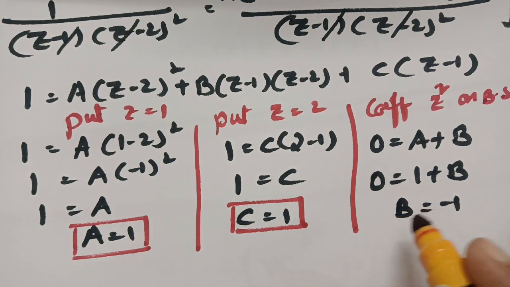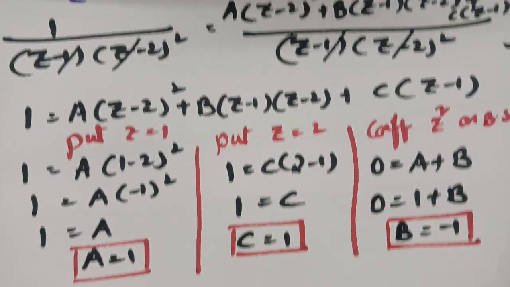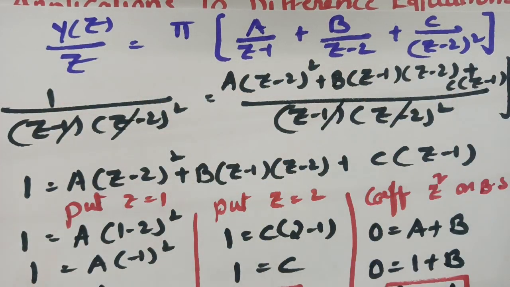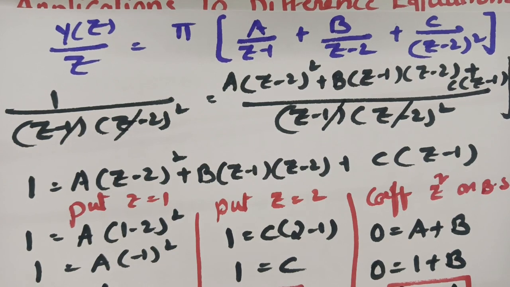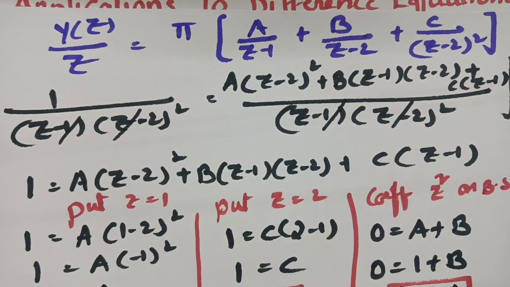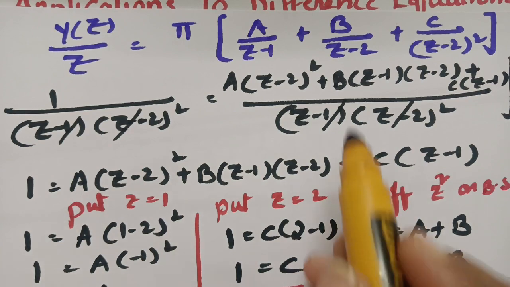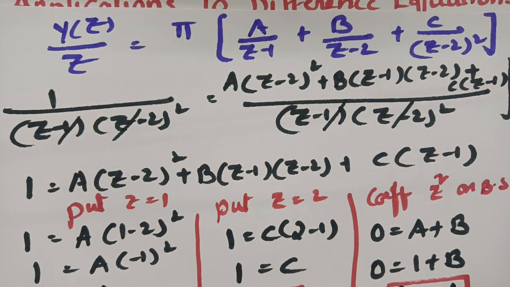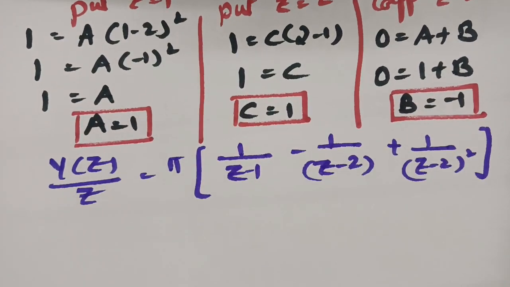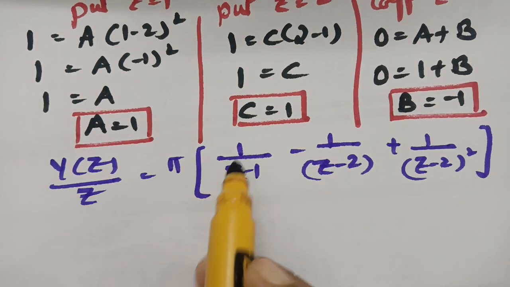So after getting the a, b, c values, we have to substitute them in this equation. If I substitute, then see what happens. Y(z)/z = π times [1/(z-1) - 1/(z-2) + 1/(z-2)²]. The a value here is 1, the b value is -1, and the c value is again 1. And now I am sending this z to the other side.